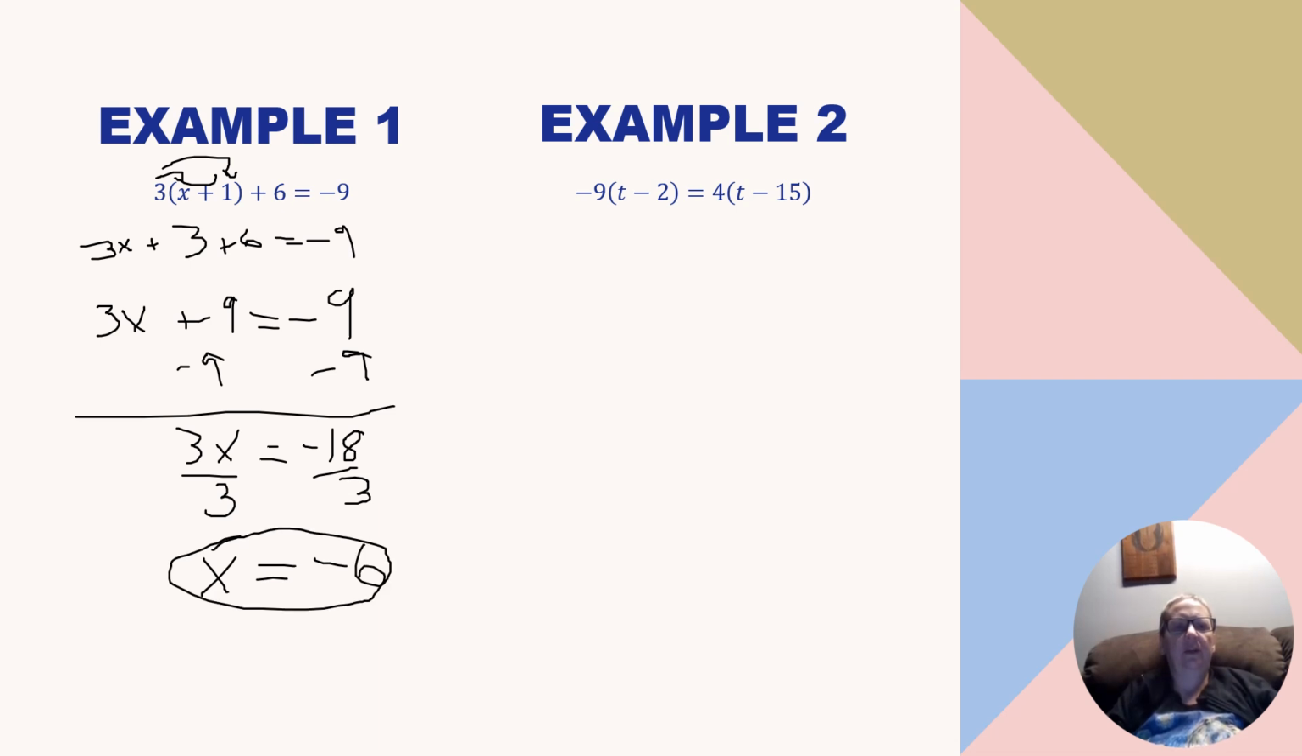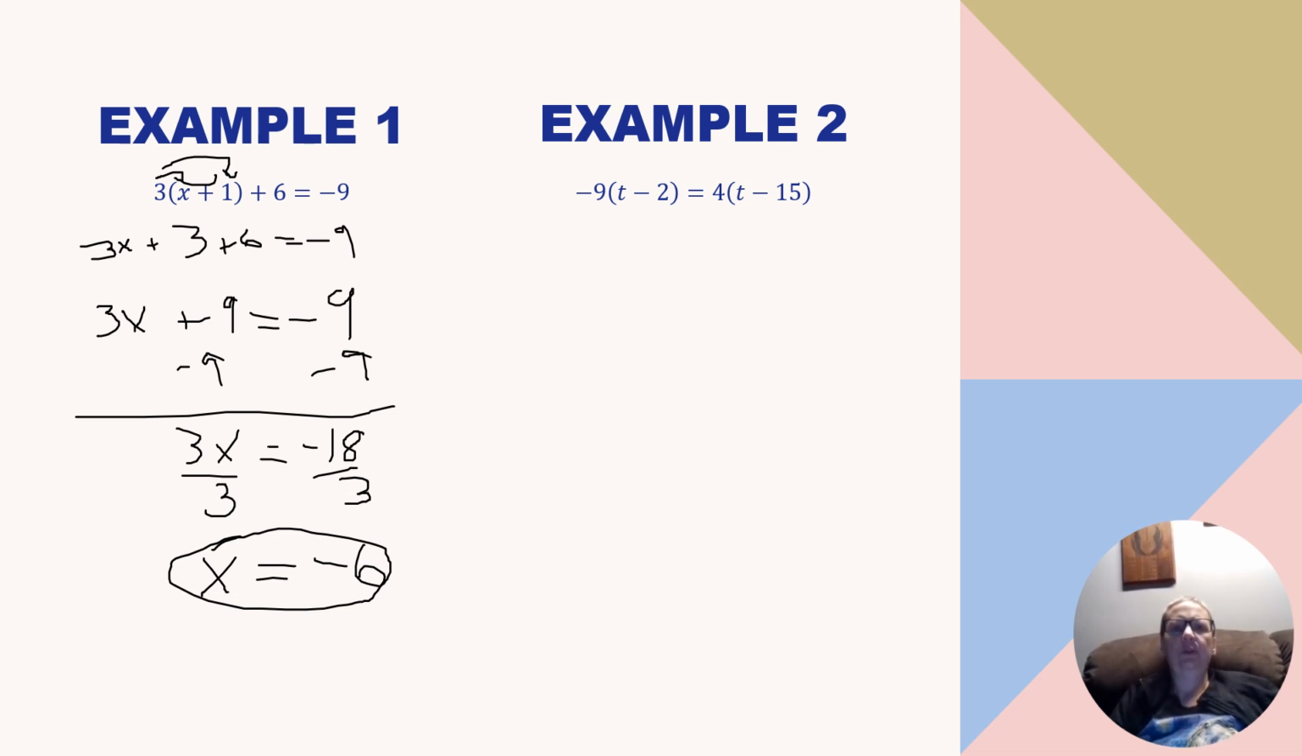Final answer. Now you can always go back and check your answer by putting the negative 6 in here. So you have negative 6 plus 1 is negative 5, times 3 is negative 15, plus 6 is negative 9. So you should always do that. You can use a calculator, obviously, just making sure that you didn't make any silly mistakes along the way.